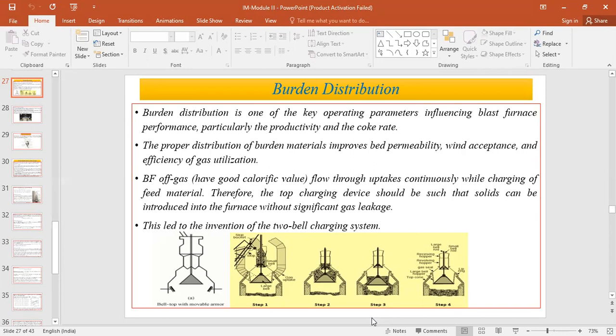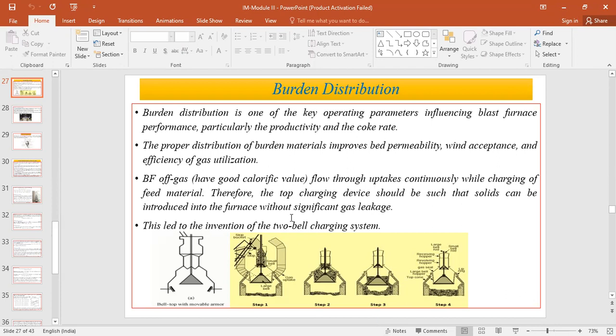During charging of the raw material into the blast furnace, they observed that a certain amount of waste gas was leaking out from the blast furnace. To overcome that, they came up with a bell type of charging system. A double bell charging system was arranged so that during the charging of raw material, the waste gases will not escape from the blast furnace.